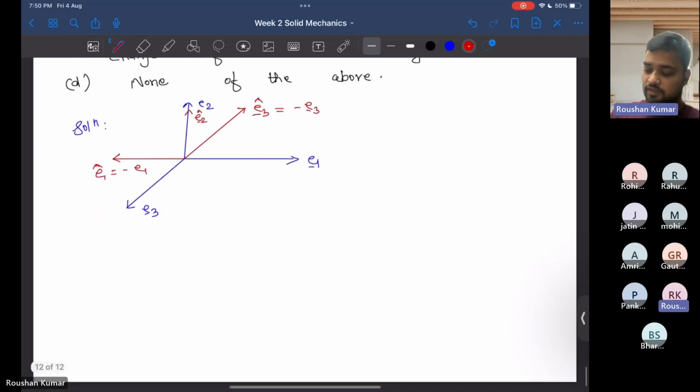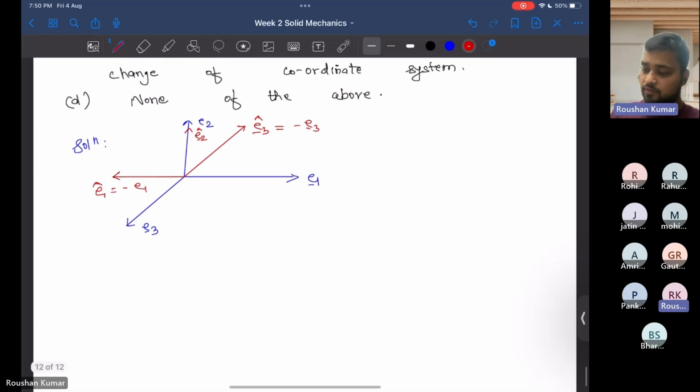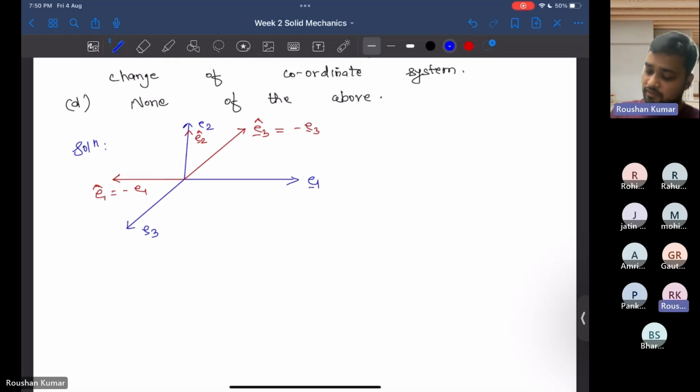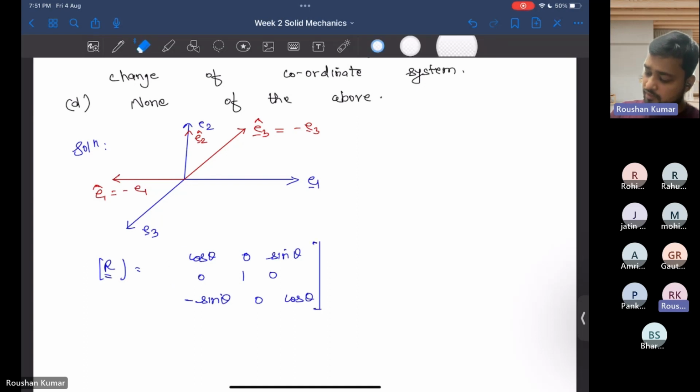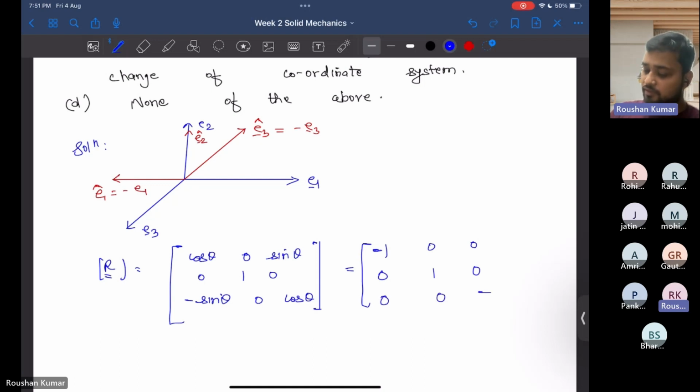And if we rotate the coordinate system about the E2 axis, then the rotation matrix is given by cos theta 0 sin theta, 0 1 0, minus sin theta 0 cos theta. And the theta here is 180 degrees. Cos of 180 degrees is minus 1, 0, 0, 0, 1, 0, minus sine 180 degrees is 0, 0, cos of 180 is minus 1. So this is the rotation matrix.